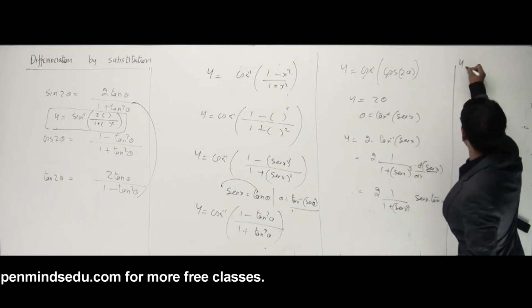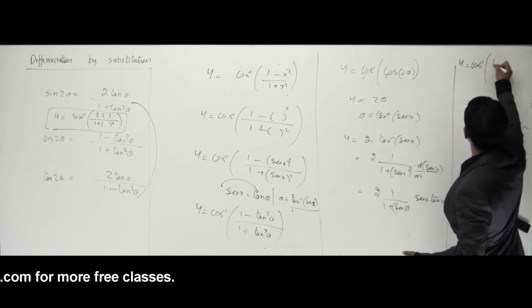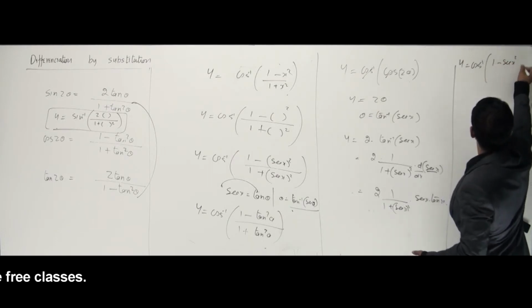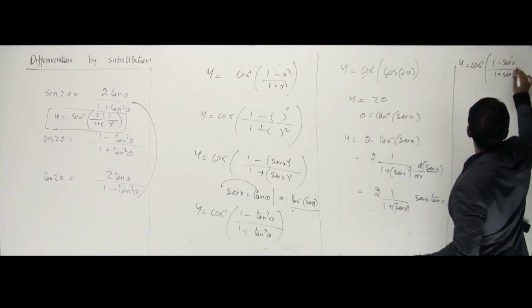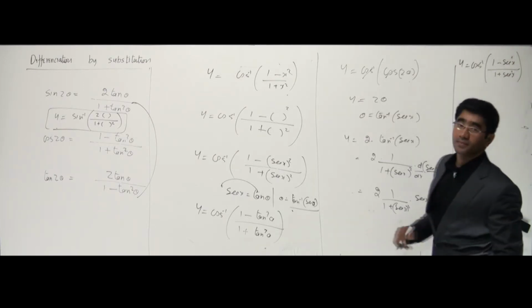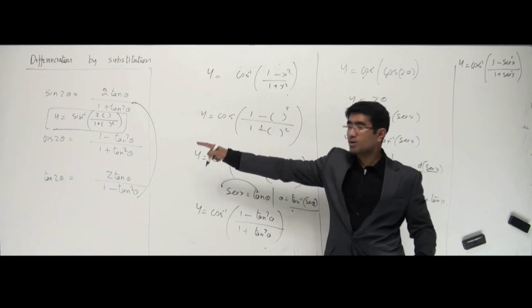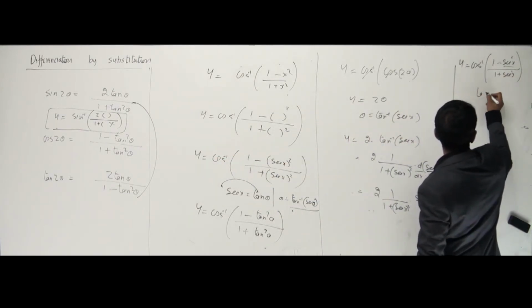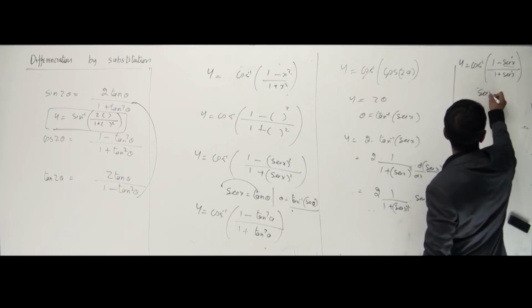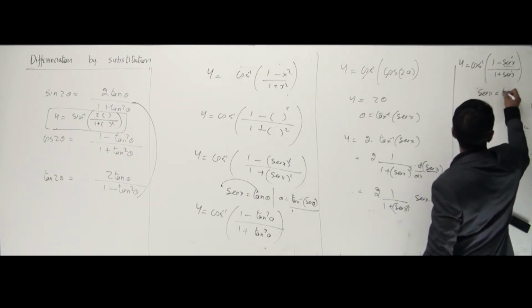How? If y is equal to cos inverse of 1 minus secant squared x by 1 plus secant x the whole squared. If this was my question, and I know the formula 1 minus tan squared over 1 plus tan squared, I know that this has to be tan. So I'll just write secant x as tan theta. Let the time start now.